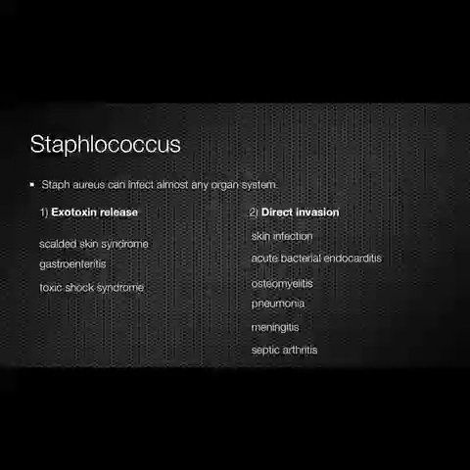The diseases resulting from direct invasion include things like skin infections. Once again, this is very common in patients with eczema, who will often get a mixed staphylococcal and streptococcal superinfection, which is termed impetigo. Acute bacterial endocarditis. Staphylococcal acute bacterial endocarditis is particularly nasty and tends to destroy valves very, very quickly. It's far worse than a strep bacterial endocarditis, isn't it? Yeah, really nasty, really nasty.